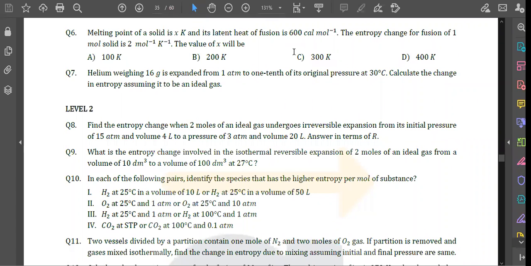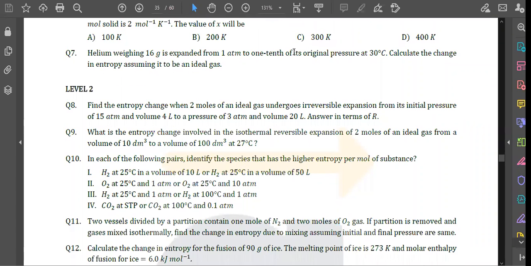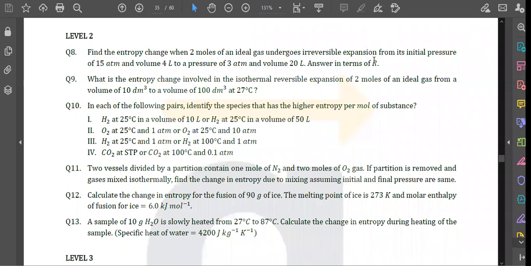Now the seventh one, basic formula. Delta S is equal to n Cp ln T2 by T1 minus nR ln P2 by P1, and the temperature is constant. It is given as 30 degrees centigrade, so temperature is constant. So you just have to use the pressure term. So it will be nR ln P1 by P2. So the seventh is just a formula.